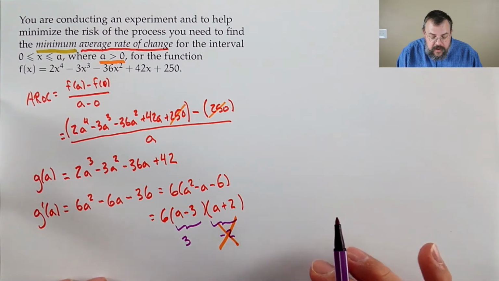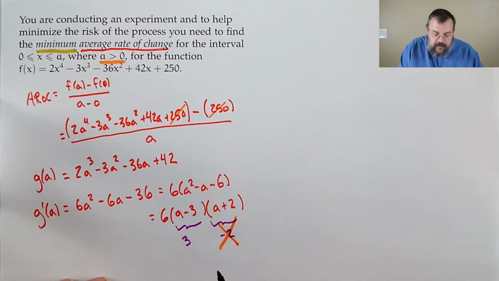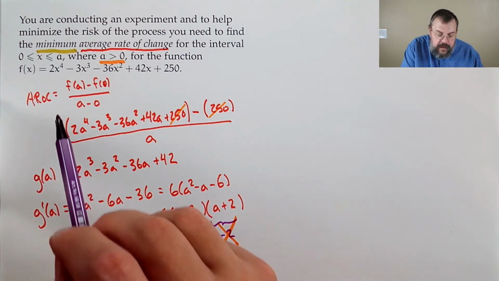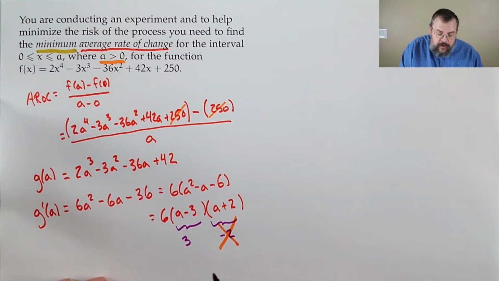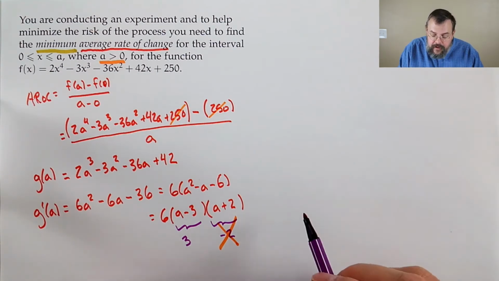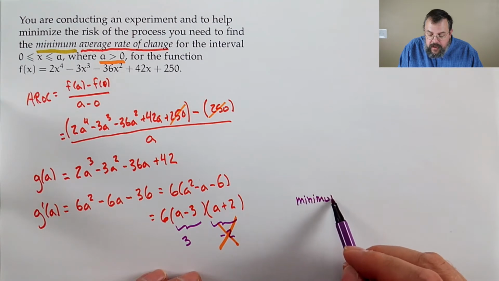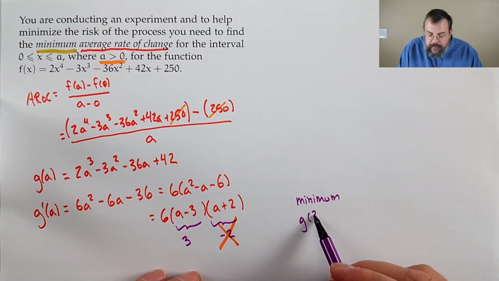You need to find the minimum average rate of change. Okay, so we're not looking for the value for a. What we're really looking for is, what is that minimum average rate of change? So we're looking for our result when we plug 3 in. Okay, so what we think is the minimum will be g of 3.